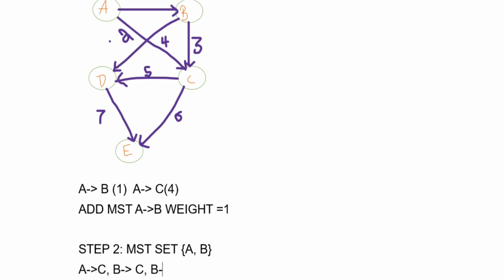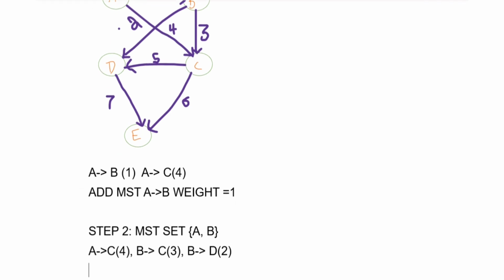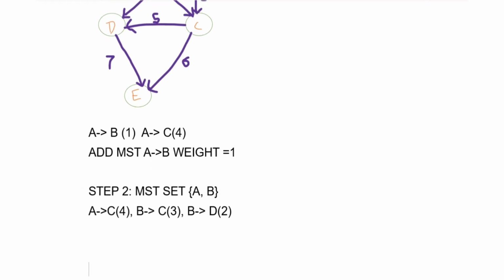Next, choose the smallest edge. B to D is the smallest, right? Add B to D to the MST set. That is B to D is in the MST. The weight is 2. Next, this is step 1.